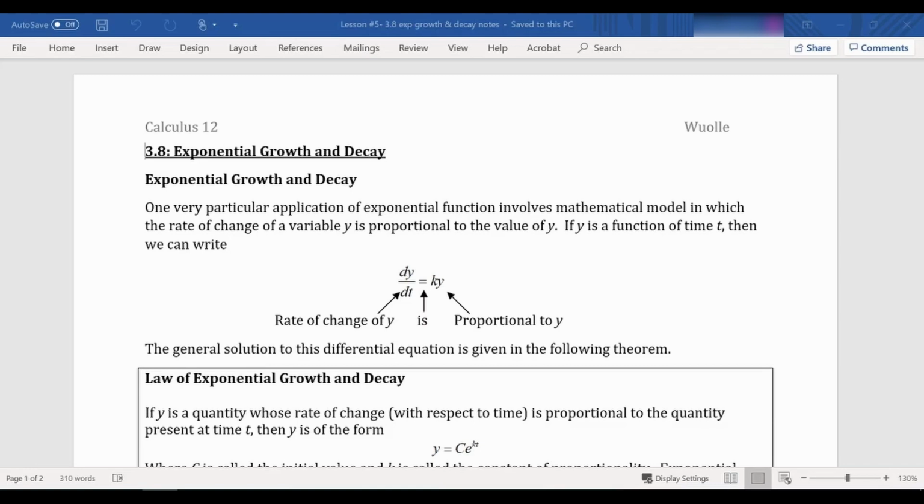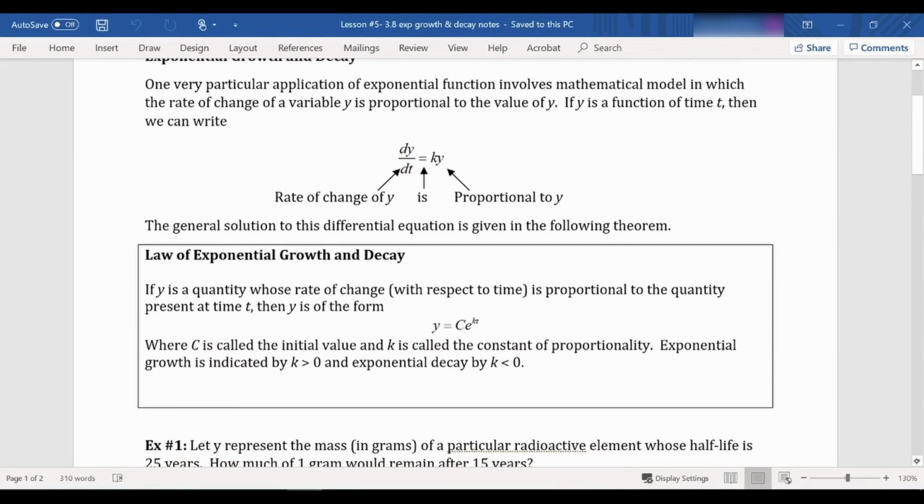So we are going to be looking at a very particular application of exponential functions where we are talking about a rate of change of some variable y, and it's proportional to the value of y. Y is always a function of time. So our function y, if we have an exponential function, y equals c times e to the kt, if we find the derivative of this, y prime would be c times e to the kt times k. K and C are just numbers.